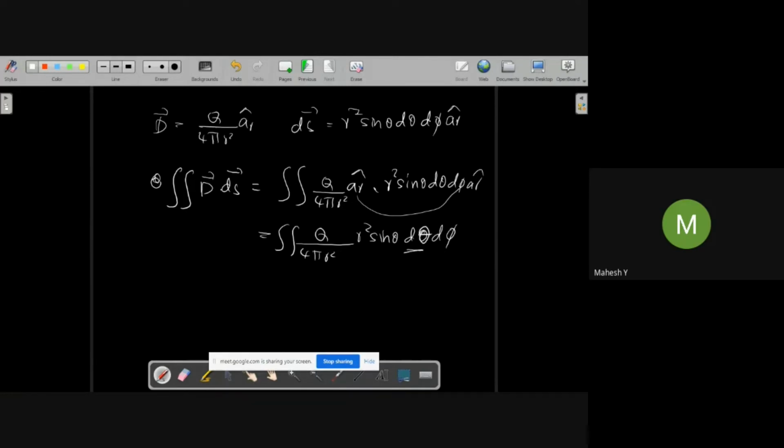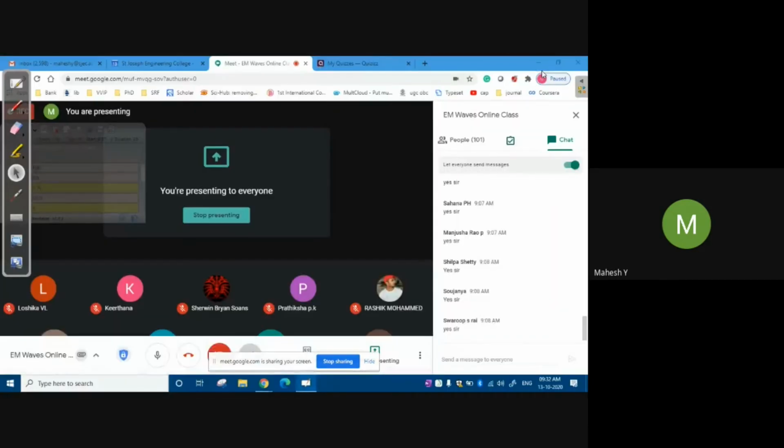So the variables for integration are theta and phi. I want to know what is the limit for theta and what is the limit for phi. Can you complete this integration once? I will check the chat box. Can you find first? Tell me the limits for theta and phi for an entire sphere.